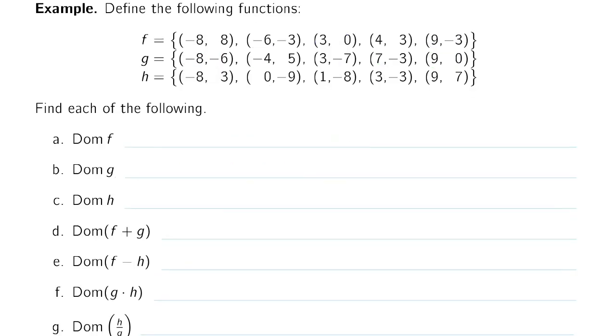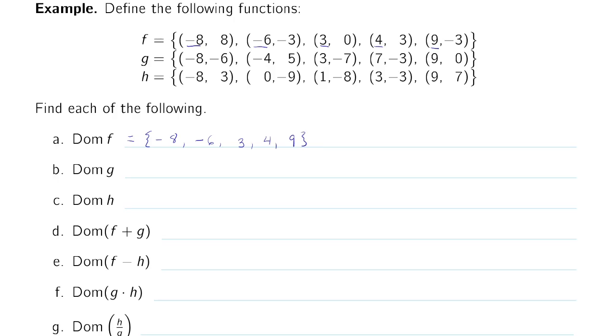Here we have the same three functions, f, g, and h, given as pairs. And we're going to start by finding the domains of each function. So the domain of f consists of all of the x values appearing in f. So that consists of -8, -6, 3, 4, and 9.